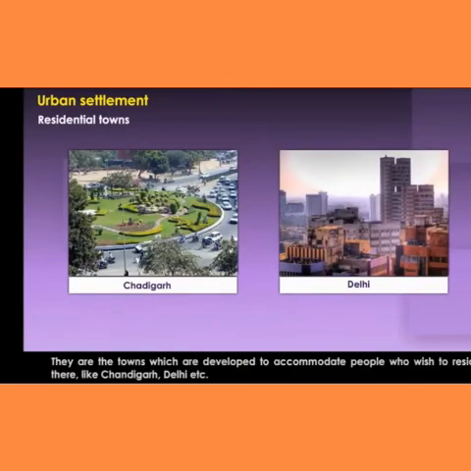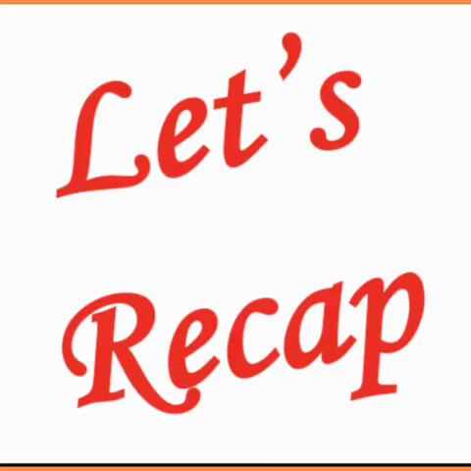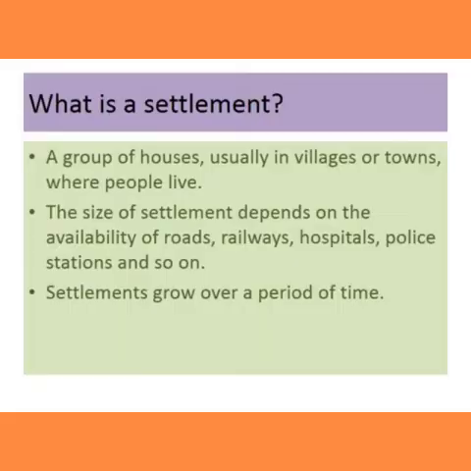Residential towns. They are the towns which are developed to accommodate people who wish to reside there, like Chandigarh, Delhi. Settlement. Settlements are groups of houses, usually in villages or towns, where people live. The size of settlements depends on the availability of roads, railways, hospitals, police stations, administrative buildings, rest houses, and so on. Settlements grow over a period of time.